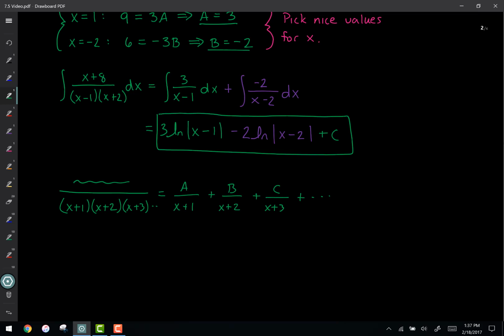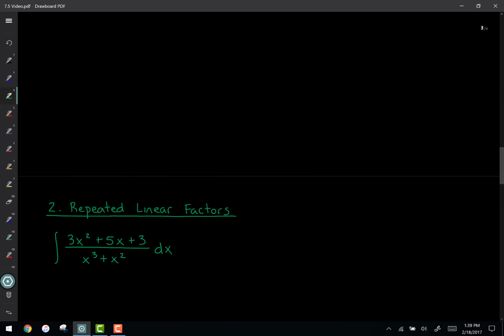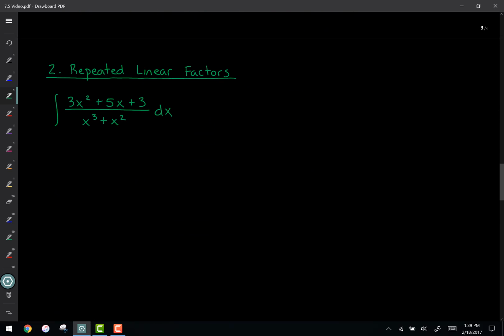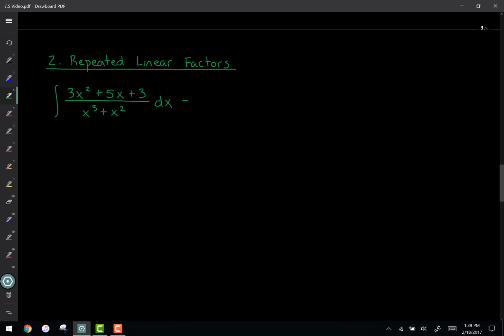It works pretty similarly. There's going to be one slight difference, but other than that, it's not so bad. In the previous example, the denominator was already all factored: the x minus 1 times x plus 2. A lot of times, the denominator is not going to be factored. So if you look at something like this, go ahead and factor the denominator before we even get started. So we'll have 3x squared plus 5x plus 3 in the numerator, and then just factor an x squared out of each of these.